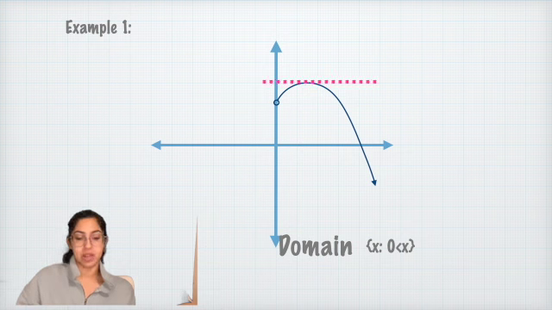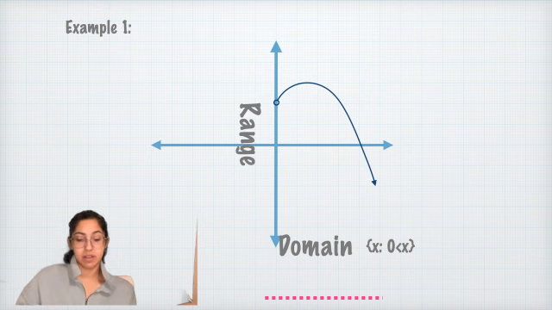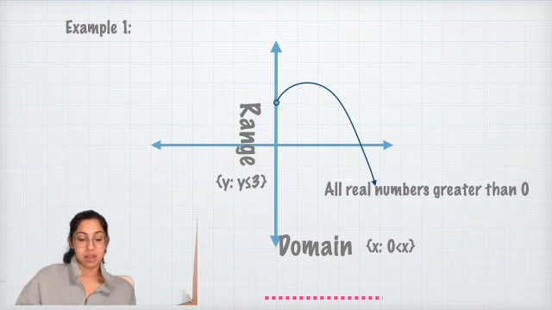So next we have our range. I'm actually going to start at the top because I have a curve, and I'm going to scan downwards. So my range, I can see that I don't have a lowest point, but I have a highest point, and it is touching. So y is less than or equal to positive 3.